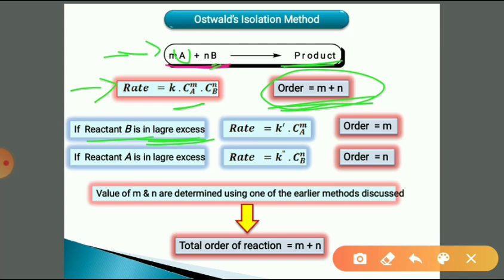So in that case, this equation can be written as rate equal to k dash into Ca raised to m, where k dash is nothing but the product of k and Cb, as the concentration of reactant B does not change. So in that case, the order of the reaction is m.